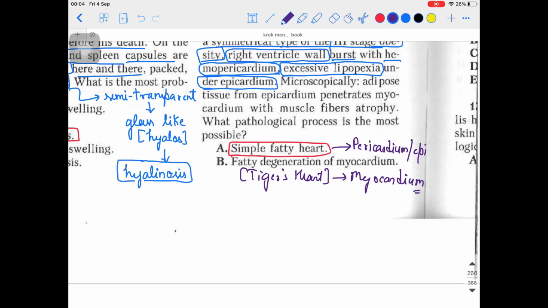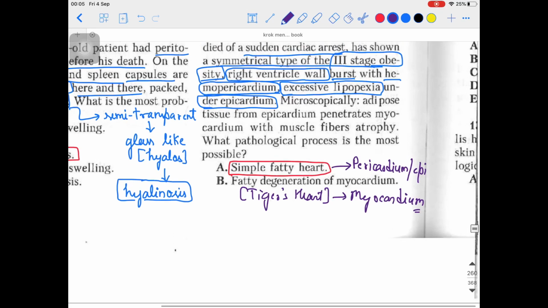If they are talking about the myocardium, as the name itself says, fatty degeneration of the myocardium, they are talking about the tiger's heart. If they are talking about simple fatty heart, they are talking about the destruction of the pericardium with the help of lipid vacuoles or fatty vacuoles, whatever term they use. Here they have talked about lipomatosis under epicardium. Let's move on to the question now.